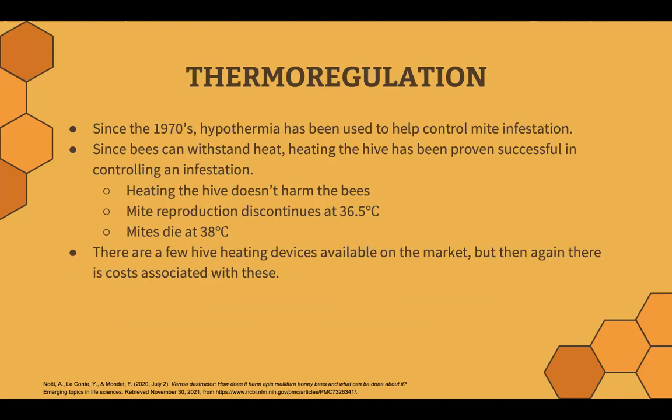Another method of regulation is thermoregulation. Since the 1970s, hyperthermia has been used to help control mite infestation. Since bees can withstand heat, heating the hive has been proven successful in controlling an infestation. Heating the hive doesn't harm the bees and is successful in regulating the infestation, as mite reproduction discontinues at 36.5 degrees Celsius, and mites die at 38 degrees Celsius. There are a few hive heating devices available on the market, but then again, there are costs associated with these.